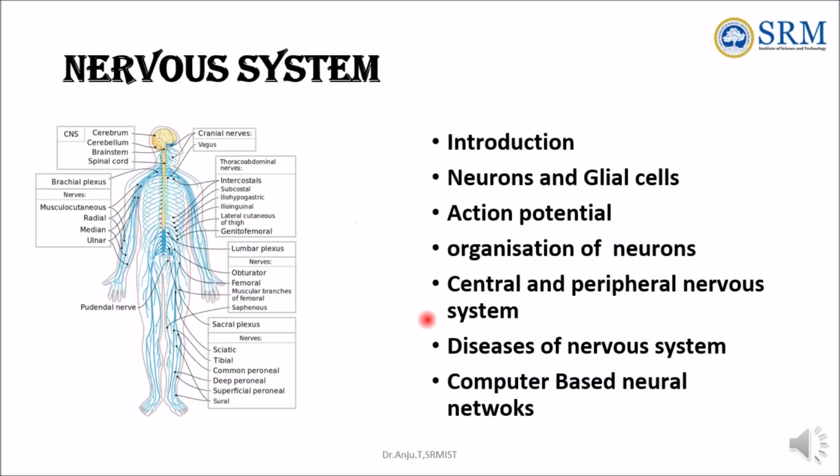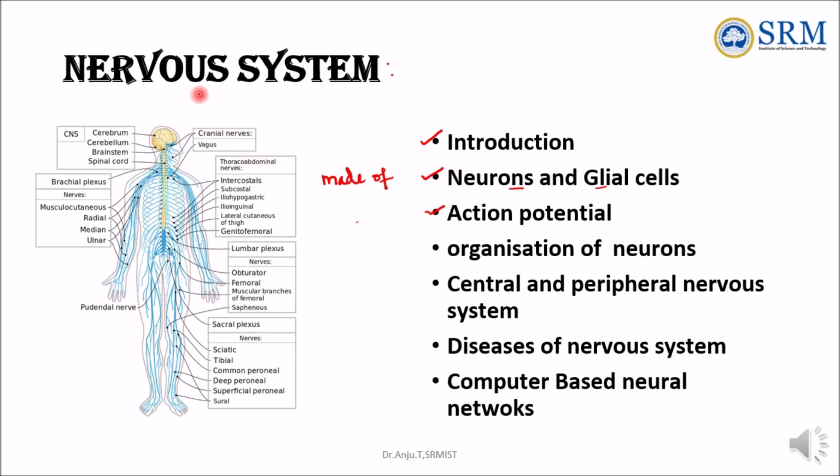Starting with the nervous system, in my session I will be giving an introduction about what the nervous system is and what it is made of. If you see, there are two major cell types: the neurons and the glial cells. We will be talking about what these cells are and how they work.